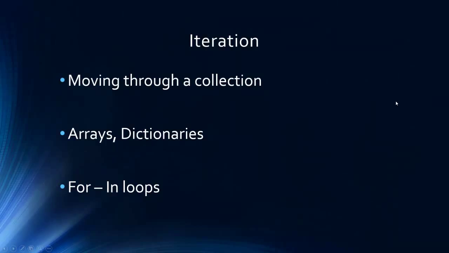So, iteration is moving through a collection. Now, in the last chapter, we talked about arrays and dictionaries. At the very end, we used a for in loop to spit out the content of all the array or all the dictionary. So when we go through that process of giving all the information, or of stepping through the array, we call that iteration.